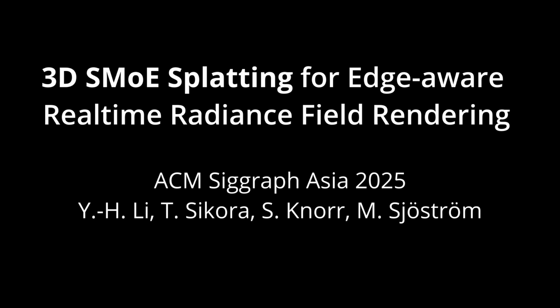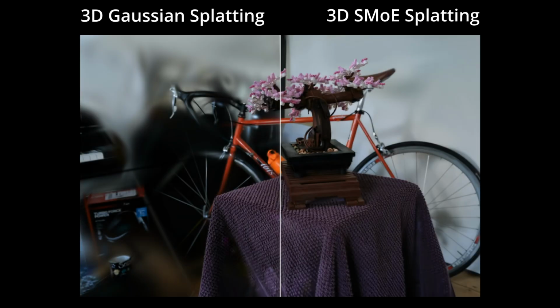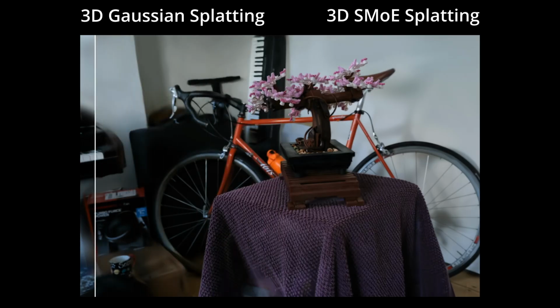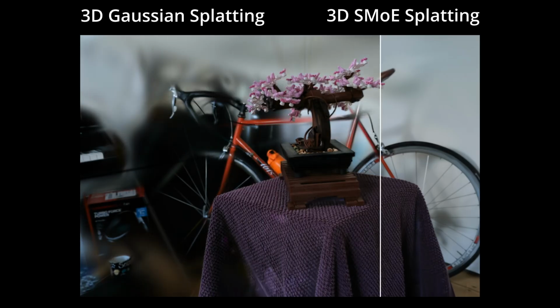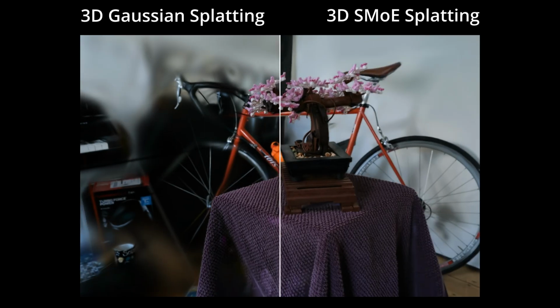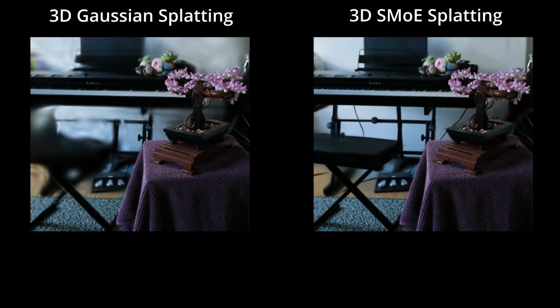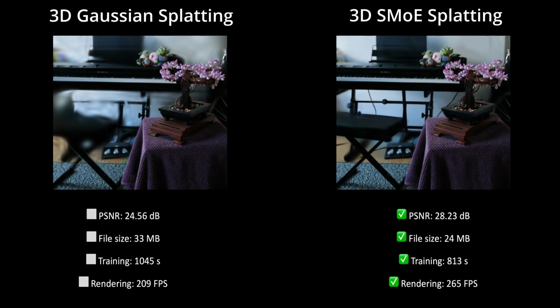We introduce 3D SMoE Splatting, a novel approach that revisits the core regression step in 3D Gaussian splatting to achieve a highly sparse and more efficient representation. Here's a visual preview. Notice how our method preserves fine background details with far fewer Gaussians. Quantitatively, our method excels, offering better quality, faster rendering, and smaller file sizes.